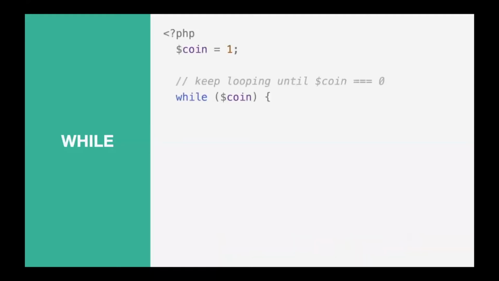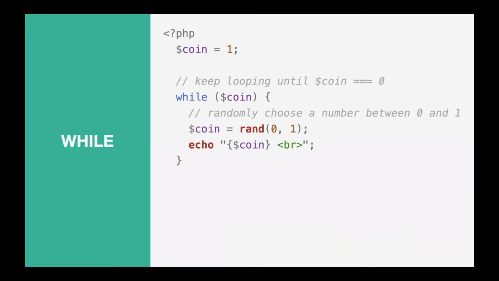Now, the more common way of using the while loop, again, is when the number of iterations is unknown, where we have some sort of randomness inside of the logic. So here's an example. We have a coin, right? And we want to keep flipping the coin until we get heads. And we're using 0 and 1, where 0 is heads and 1 is tails. So we set the coin to tails by default so that our while loop will continue looping as long as coin is not 0, essentially.